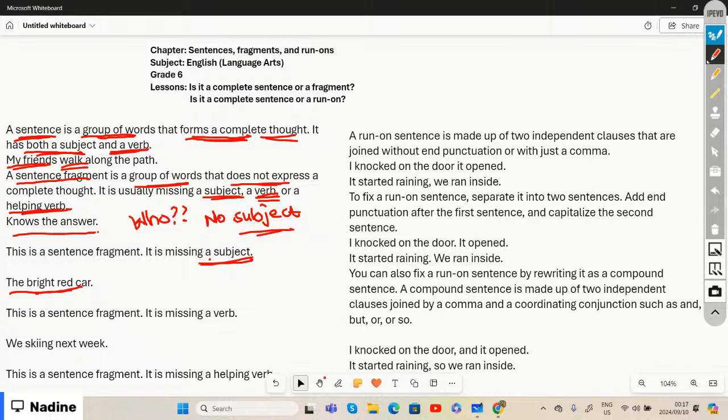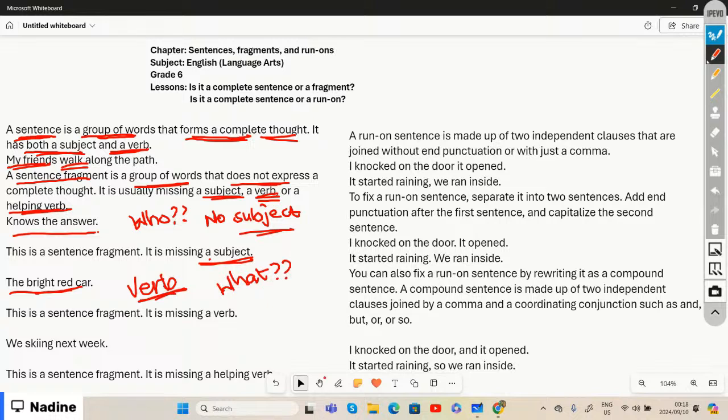And if we were to identify what's missing within that sentence, right? Because that already sounds like there is something missing without us even knowing it. Then we can say that what is missing within that sentence is the verb. Because now the question is, what is this bright red car doing? So there's no verb.